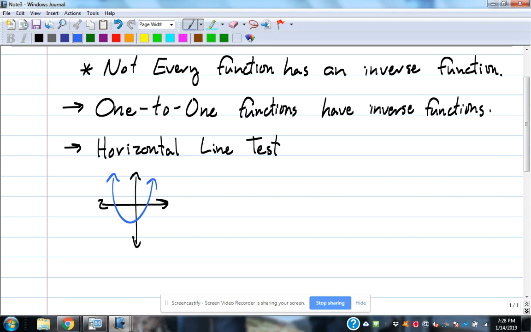This is not a one-to-one function because when I drop a horizontal line on it, I can find several places where it hits it twice. So this is not one-to-one.